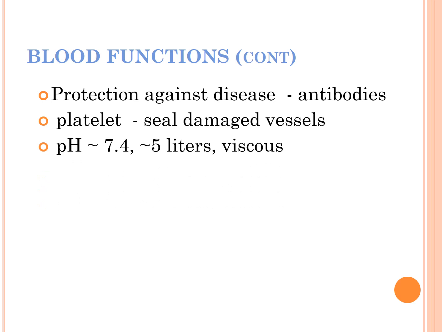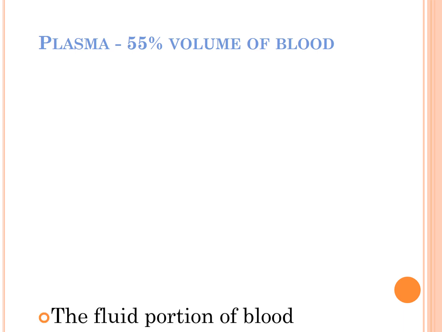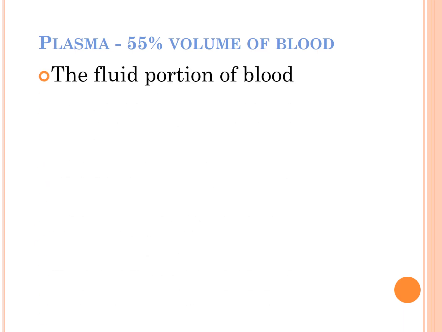The pH of blood is about 7.4. The average adult has about 5 liters of blood. It's a very viscous fluid. About 55% per volume of blood consists of plasma. This is the fluid portion of blood.